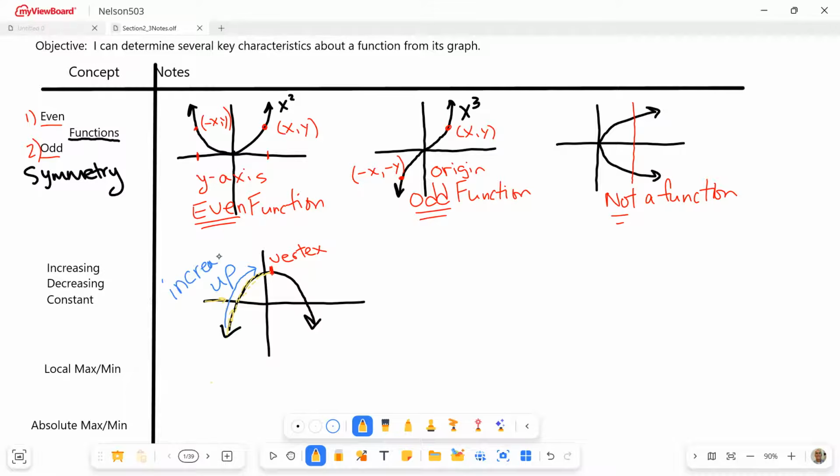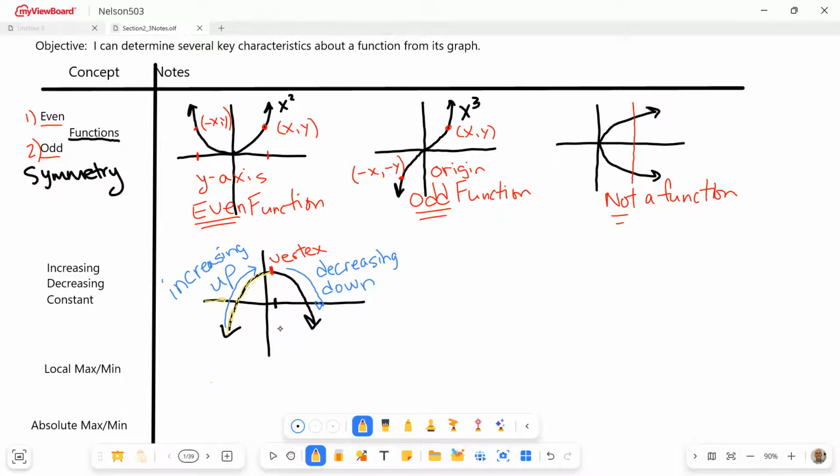Increasing. The function, the y values are getting larger as we let the x values get larger. Now, if the y values get smaller as the x values get larger, that's called decreasing. So, I mean, it's really that easy.